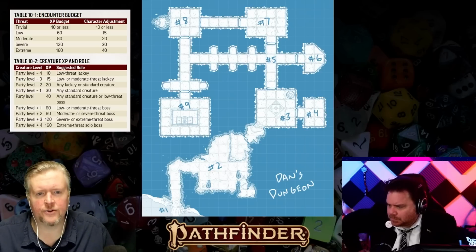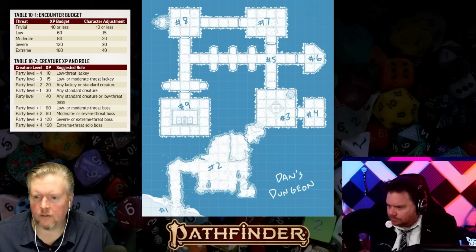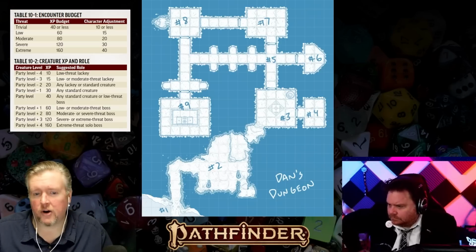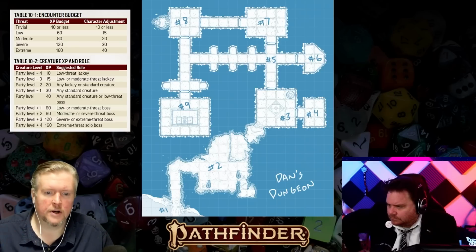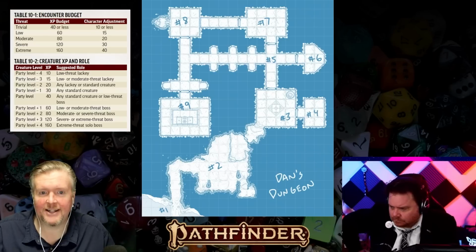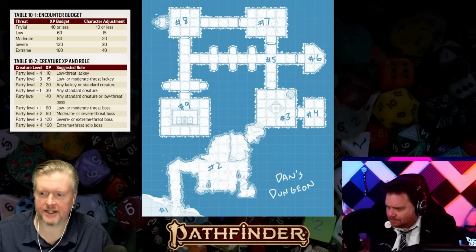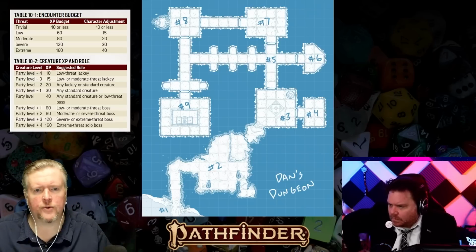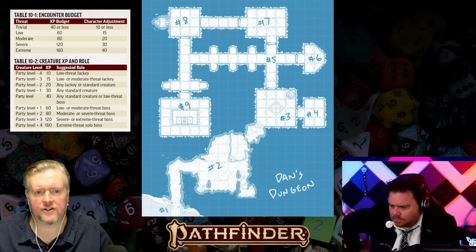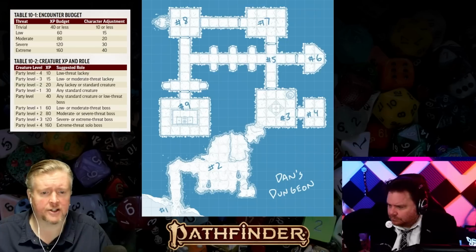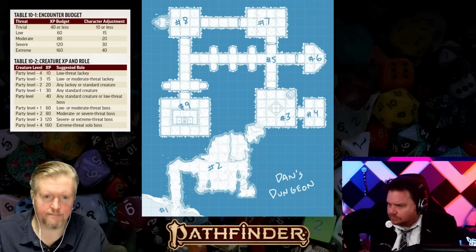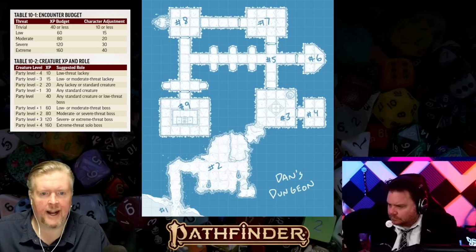So if you look at that, you see party level minus one is worth 30 XP, right? Now I said the party was first level. So party level minus one means zero level creatures. So if you throw 2 zero level creatures at the party, that is one low difficulty encounter. Pretty straightforward, right? You could also instead get creatures of party level minus two, because creature level does go down to negative one. And you could throw 3 such creatures because those are worth 20, and so on.